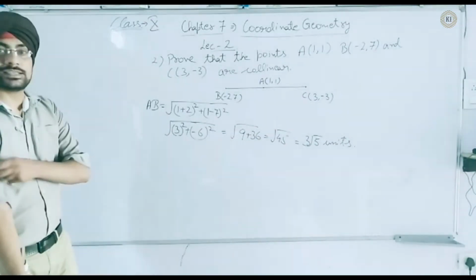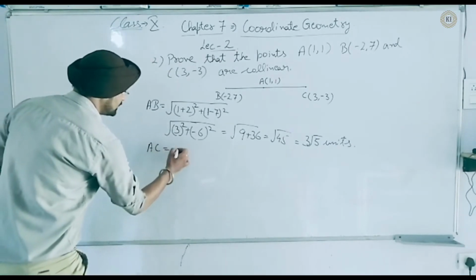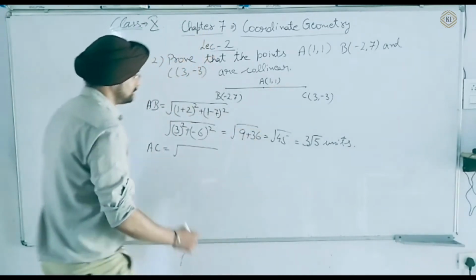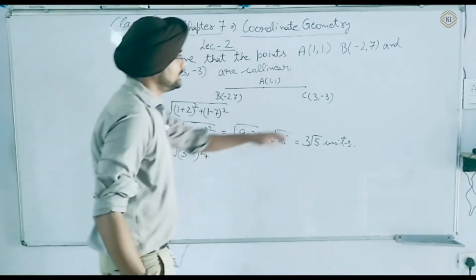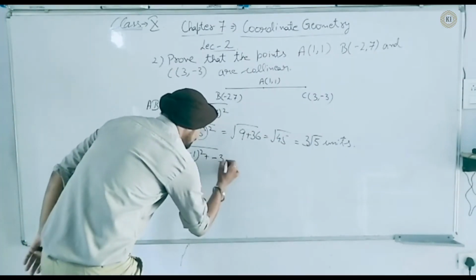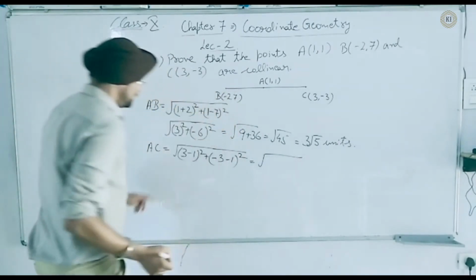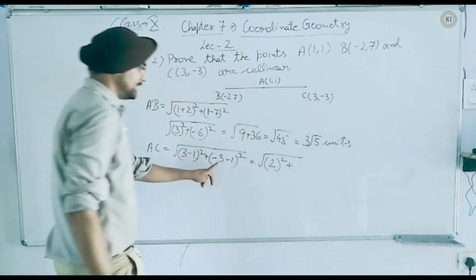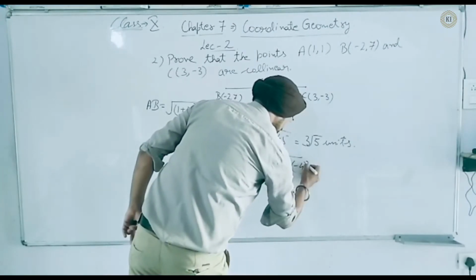In the same way we calculate the value of AC also. Value of AC is equal to under root, 3 minus 1 whole square plus minus 3 minus 1 whole square. So what will come here? Under root, 3 minus 1 is 2, 2 square, plus minus 3 minus 1 will be minus 4. So here it will come minus 4 whole square.